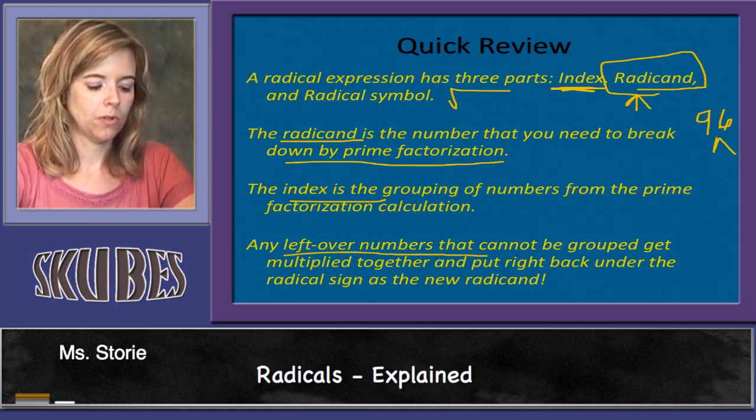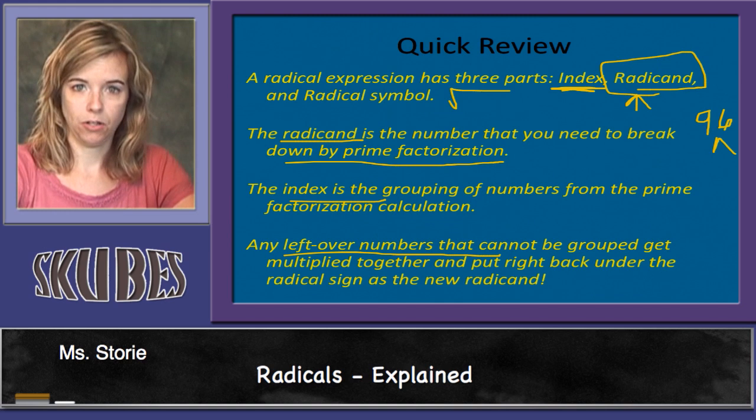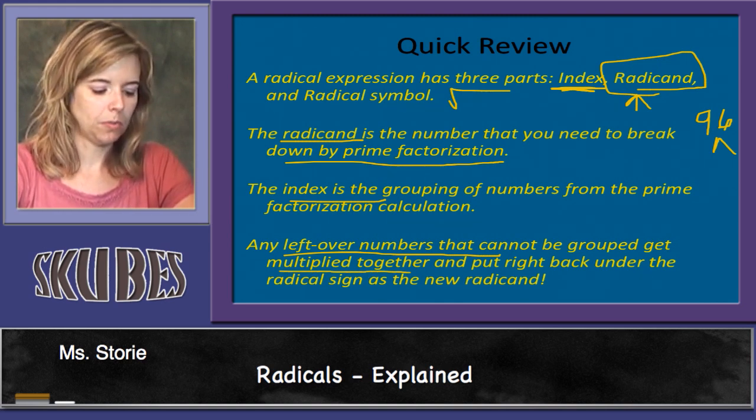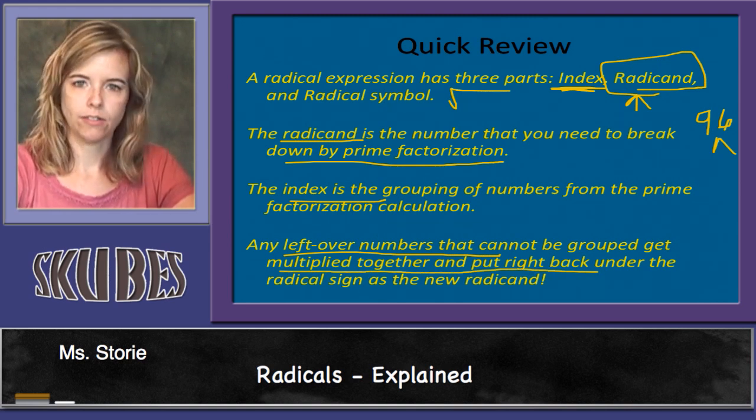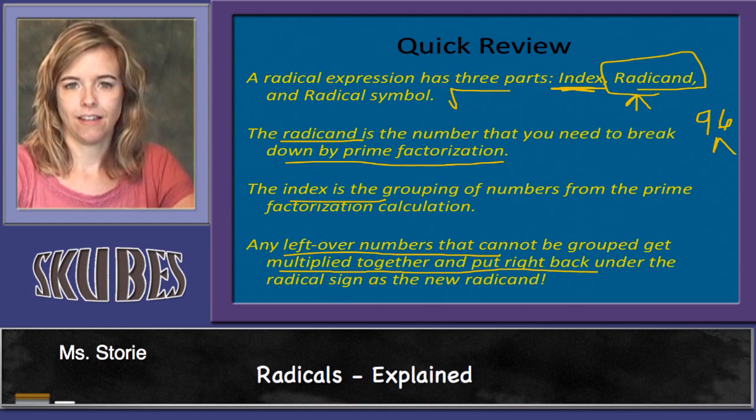Any leftover numbers that can't be grouped together, that was the 2 and the 3 that were left over, have to be multiplied together and put right back under that radical sign as the new radicand. So we multiplied the 2 and the 3 and they went right back under that check mark radical sign as a 6. And that was it.